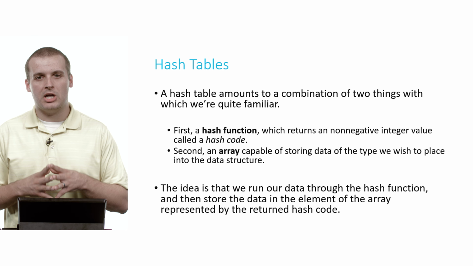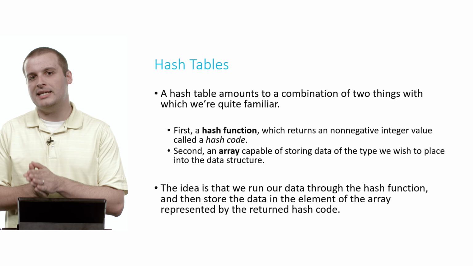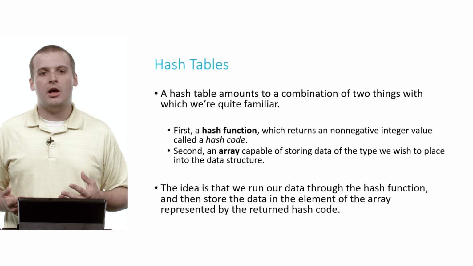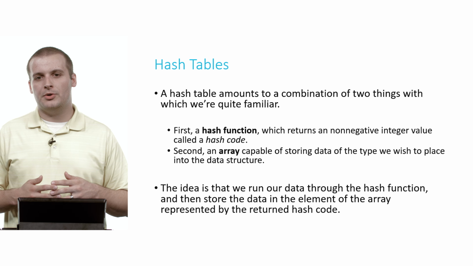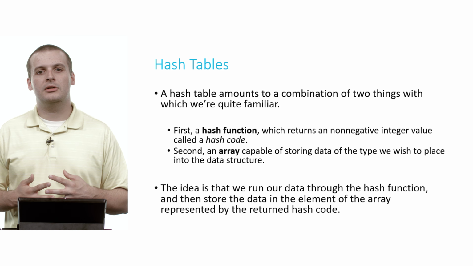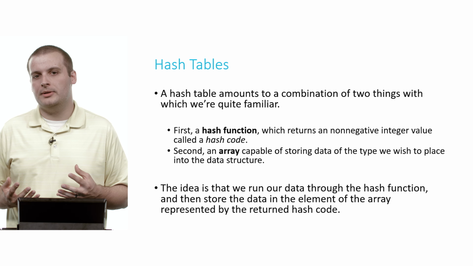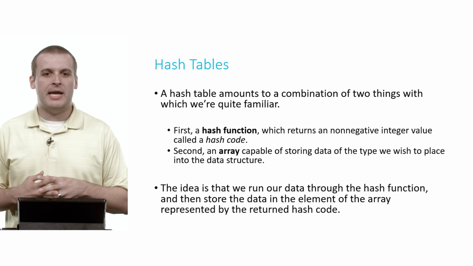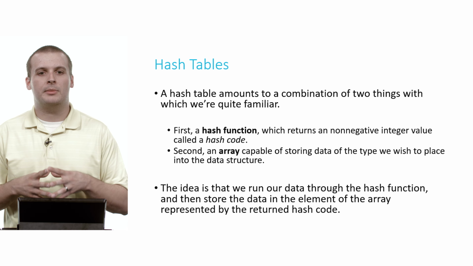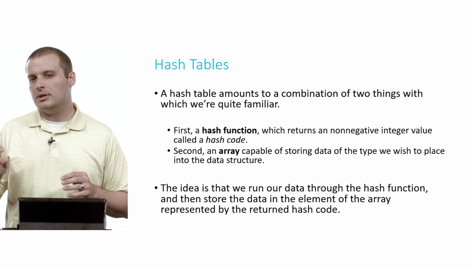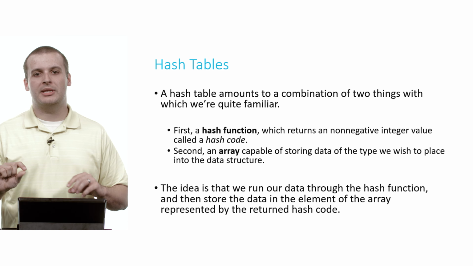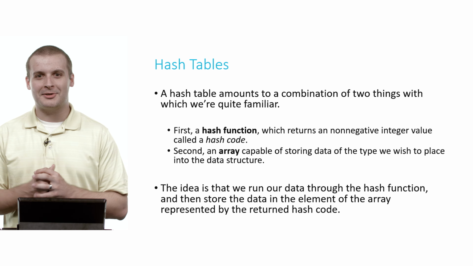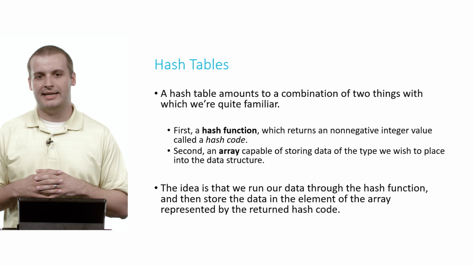So a hash table is a combination of two distinct pieces with which we're familiar. The first is a function, which we usually call a hash function. And that hash function is going to return some non-negative integer, which we usually call a hash code. Okay? The second piece is an array, which is capable of storing data of the type we want to place into the data structure. We'll hold off on the linked list element for now and just start with the basics of a hash table to get your head around it, and then we'll maybe blow your mind a little bit when we combine arrays and linked lists together.